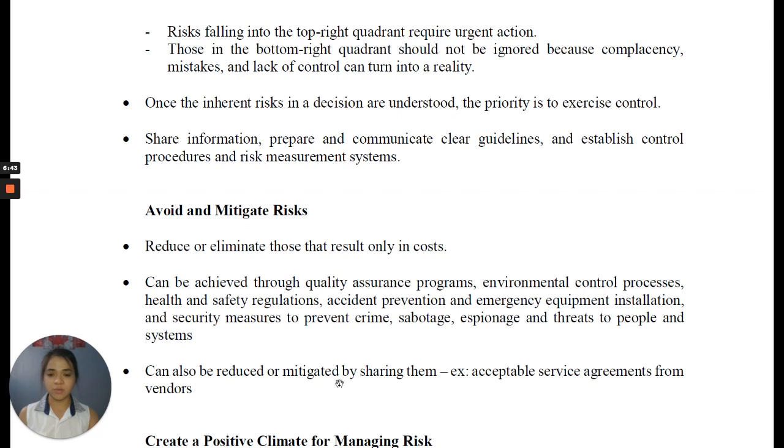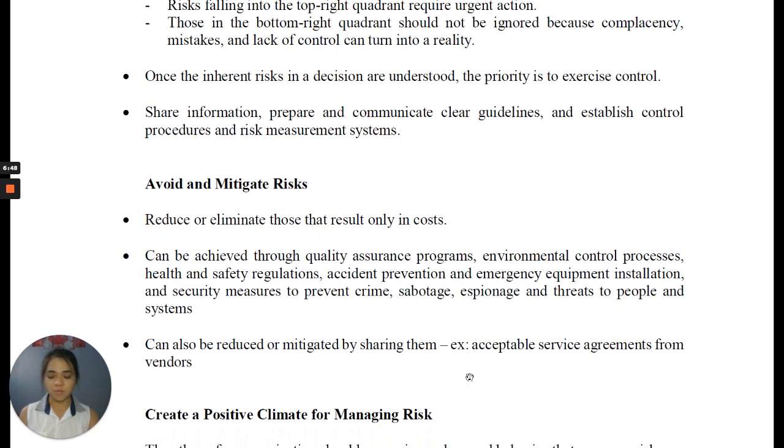Can also be reduced or mitigated by sharing them. For example, acceptable service agreements and insurance contracts. Note that insurance is a form of risk management. For example, kukuha ka na insurance for you to protect the company against risk from loss, fire, etc. So doon, share mo yung risk ng company mo with your insurer or with the insurance company.